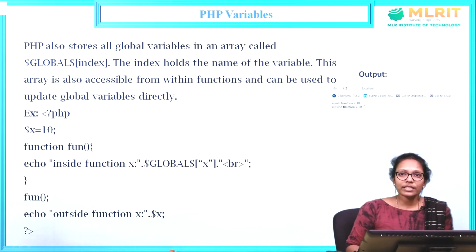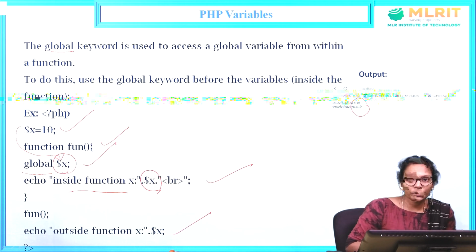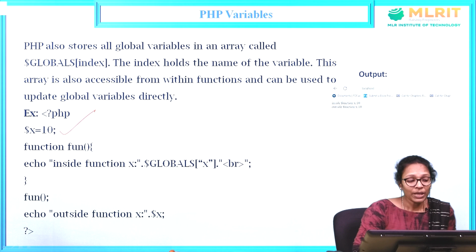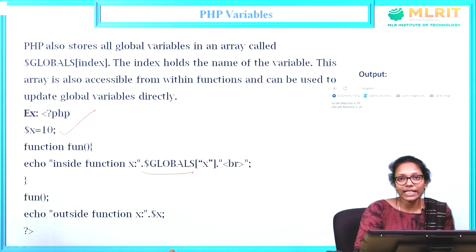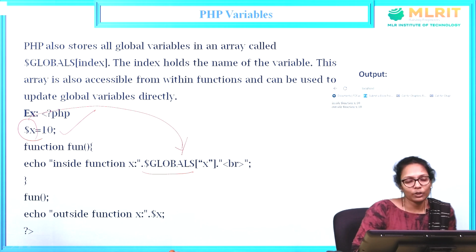We can also access global variables without explicitly informing the function. If I don't want to inform the function about the global variables, then we have another way. Outside the function, you declare a variable, and within the function, I want to access that. In PHP, we have some predefined arrays, and one of them is $GLOBALS. $GLOBALS is a predefined array which stores all the global variables in that program. In this program, you have only one global variable, that is $x, so its value will be stored in the $GLOBALS array.